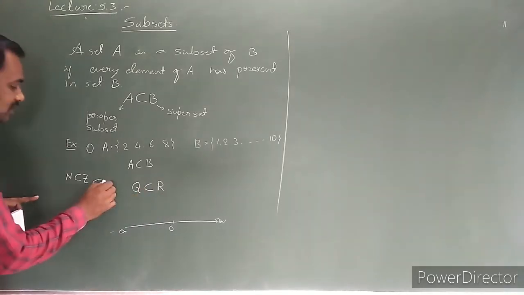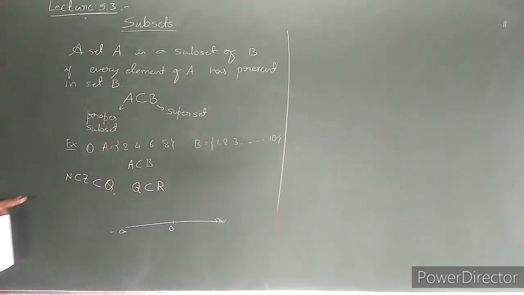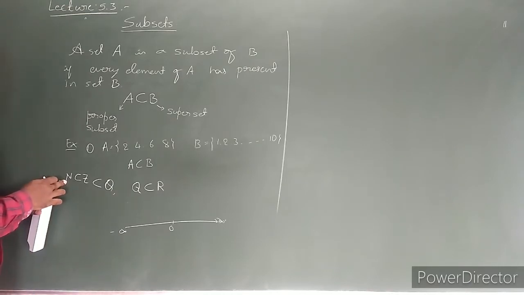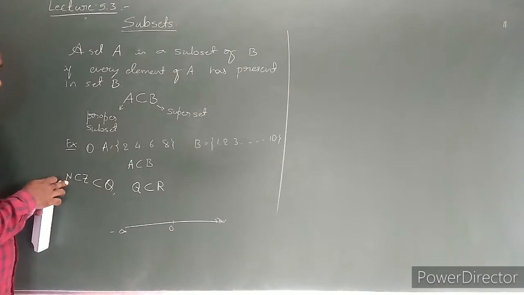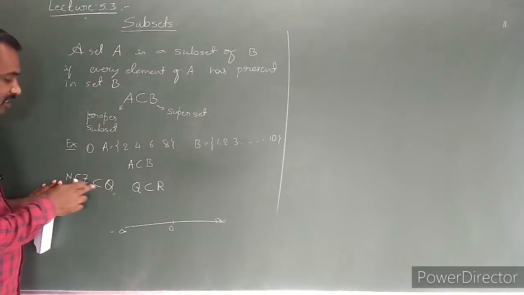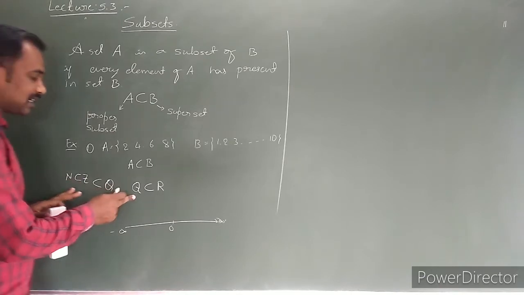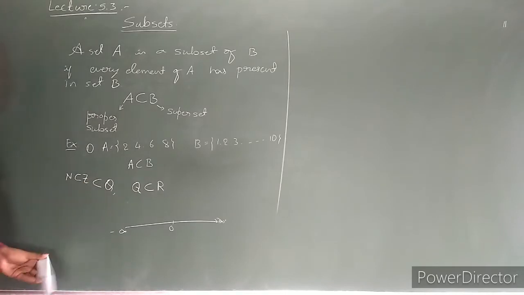Simple again. So integers are a subset of the rational numbers. Are you clear? Natural numbers are a subset of the integers, integers are a subset of the rational numbers, and rational numbers are a subset of the real numbers. Like that.